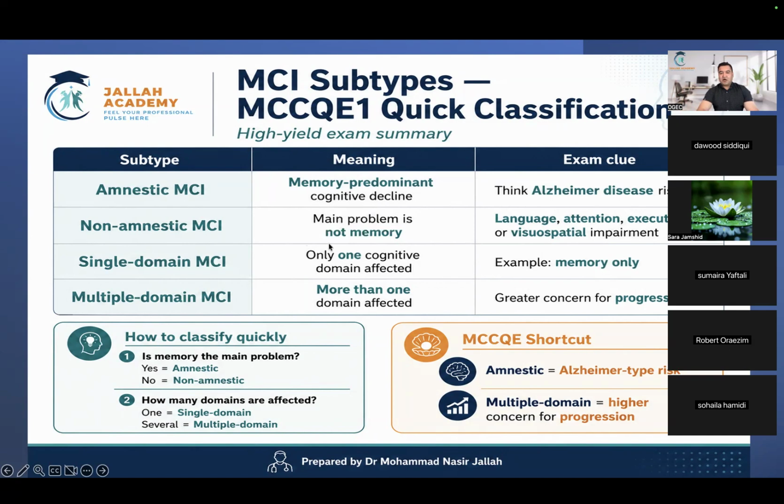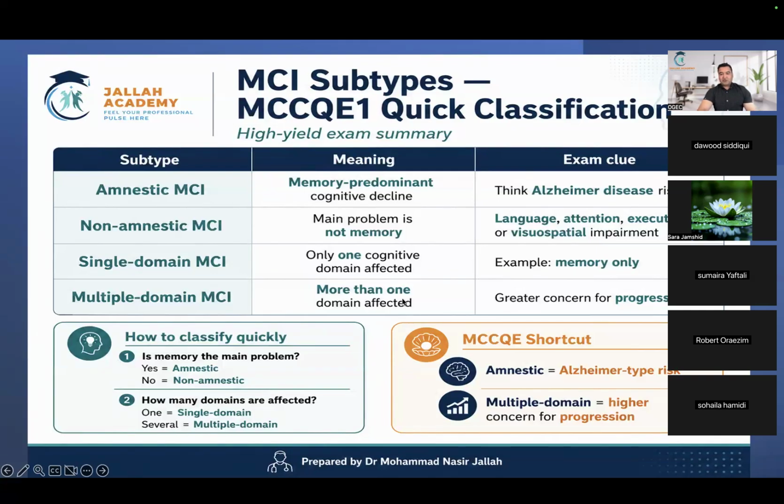Non-amnestic, the main problem is not the memory. It is something else, like language, attention, this and that. For example, he remembers the faces. Okay. Single domain, only one cognitive domain affected. Example, memory only. The patient has only a memory problem.